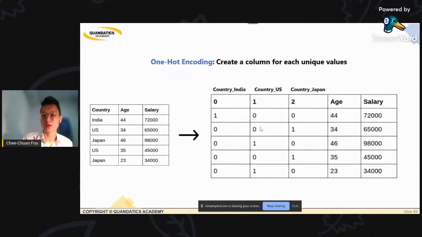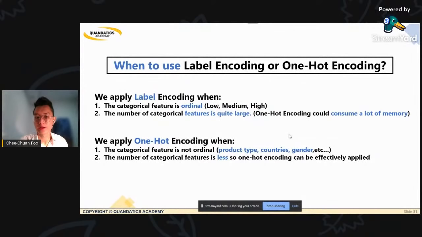So in this case, what we can do to reduce this problem is remove one column. So 1, 0 means it's India, 0, 1 means it's United States, 0, 0 means it's Japan. Okay, that would help solve the multicollinearity problem.